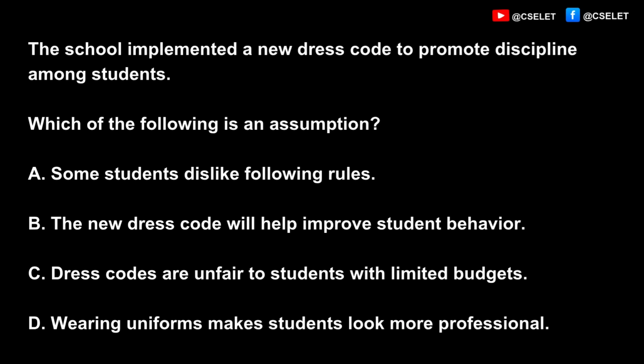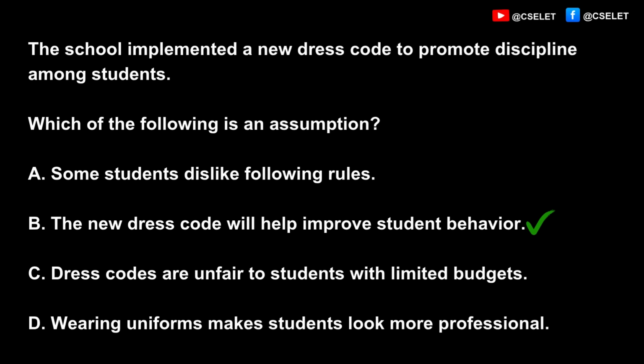For example, the school implemented a new dress code to promote discipline among students. Which of the following is an assumption? A. Some students dislike following rules. B. The new dress code will help improve student behavior. C. Dress codes are unfair to students with limited budgets. D. Wearing uniforms makes students look more professional. The correct answer is letter B. The new dress code will help improve student behavior.